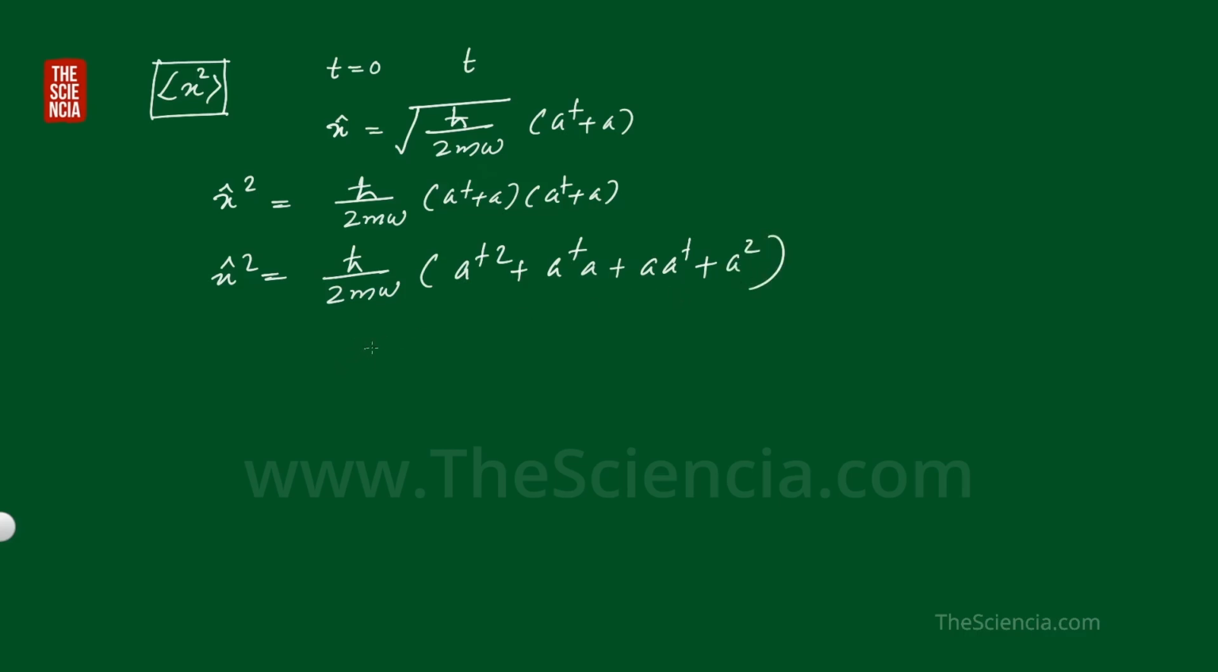Now let us consider our linear combination of states, that is psi is equal to a psi n plus b psi n plus 1.